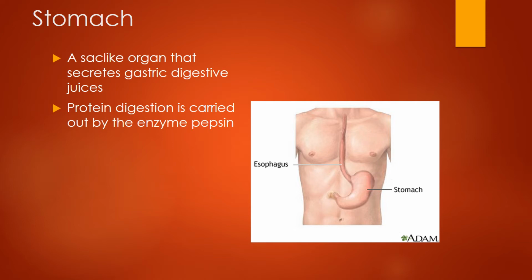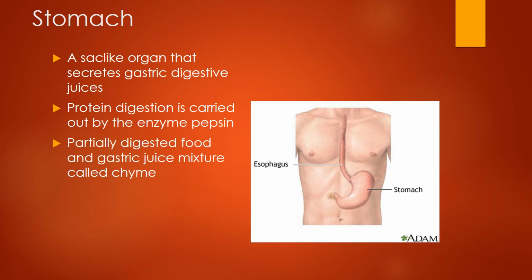Chemical digestion is facilitated by the churning action of the stomach caused by contraction and relaxation of smooth muscles. The partially digested food and gastric juice mixture is called chyme.